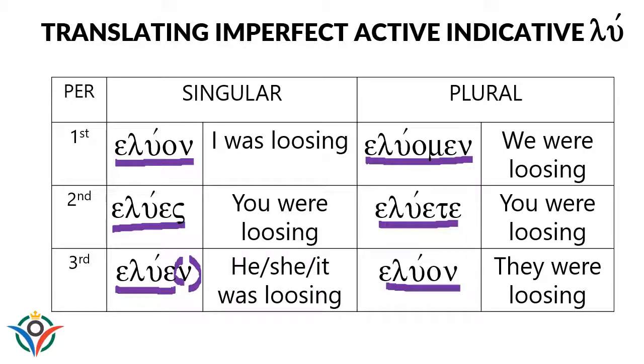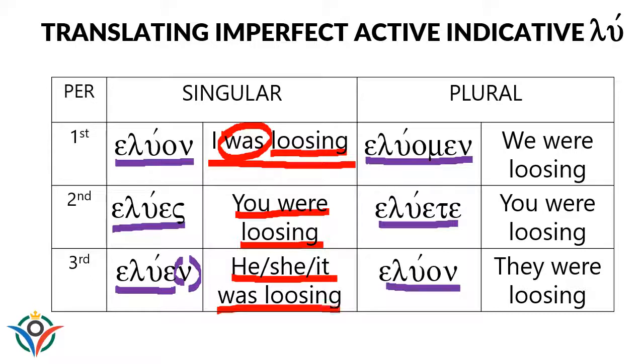Right, so eluon we would translate as I was loosing. So we include the helping verb was, which shows that the action took place in the past, but we translate the verb as continuous. The second person singular, you were loosing. Third person singular, he, she, or it was loosing. The first person plural, eluamen, we were loosing. The second person plural, eluete, you were loosing. And then the third person plural, eluon, they were loosing.